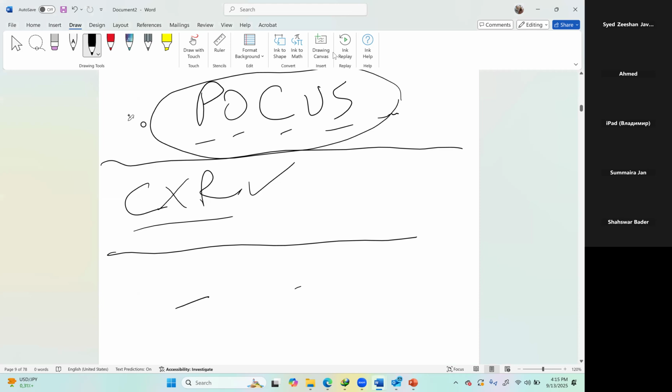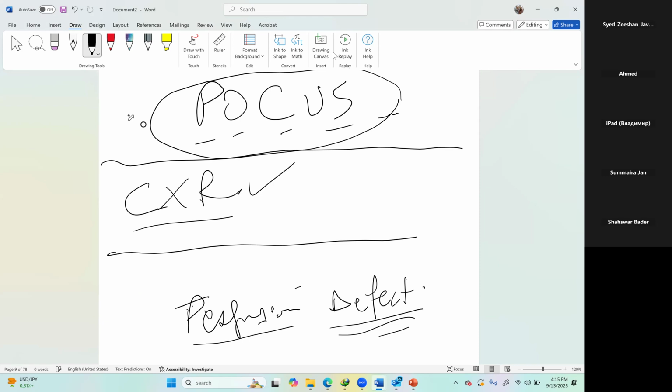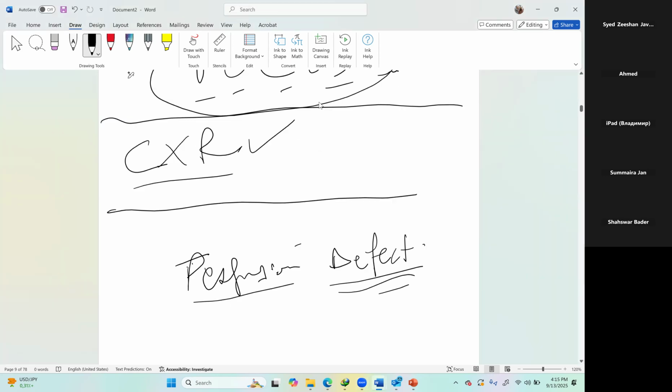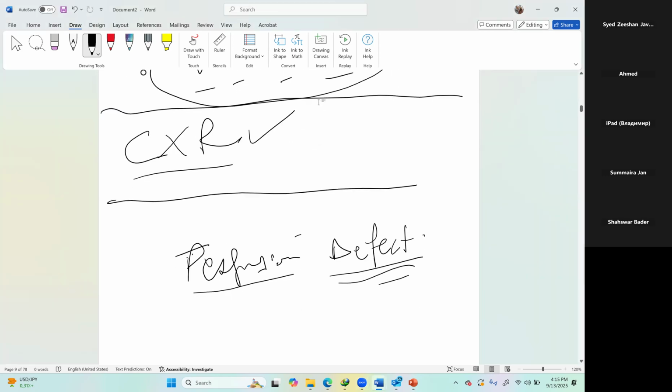Is it for perfusion effects? Yes, sir, for diagnosis of coronary artery diseases. So I think this is in the list of thallium scans, if I'm not wrong, because I'm not a cardiologist. I think it is for perfusion defects, if I'm not wrong. If I'm wrong, you can Google it and let me know. Okay, so this is the concept.